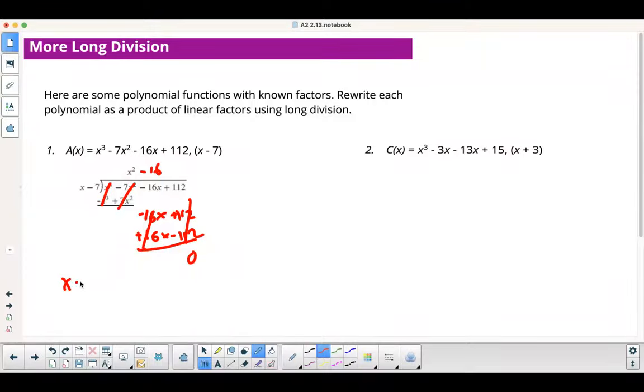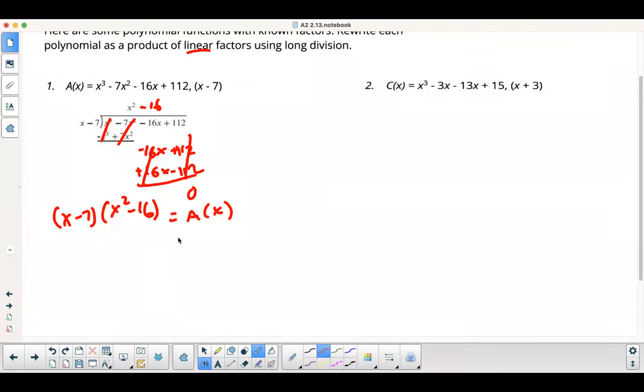So what that tells me is x minus 7 times x squared minus 16 equals a of x. Now, it says this time we want linear factors. This one here is not linear. So I'm going to just do it the old way with the box because I already did long division. I put my -16 there, my x squared here. I say, okay, obviously x and x would give me x squared. And then -16, I need a 4 and a -4. Or maybe it was a 2 and an 8 or a 1 and a 16.